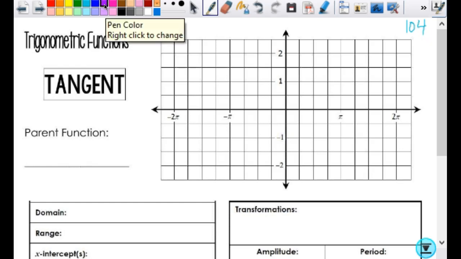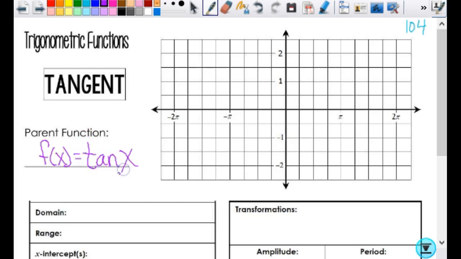Tangent, parent function, f of x equals tangent of x. And we came up with this yesterday, correct? Because you should know your unit circle values. The tangent of 0 is what? 0. The tangent of 0 is 0.